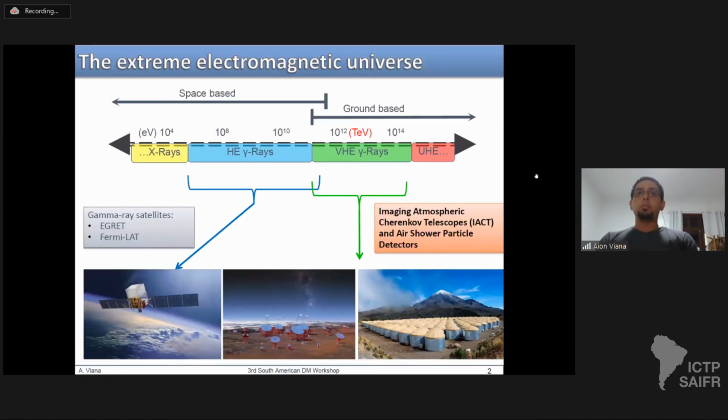So here I will be talking mainly about very high energy gamma rays. So it's very important to, we typically separate into high energy gamma rays, which is basically the MeV to GeV range, usually observed by satellites, and the very high energy gamma rays, which are usually detected by ground-based telescopes, such as atmospheric Cherenkov telescopes and air shower particle detectors.